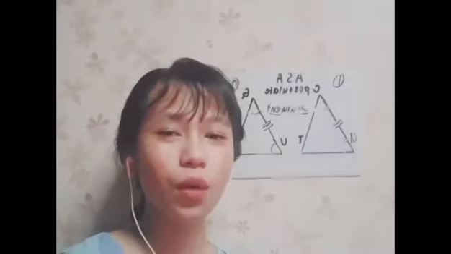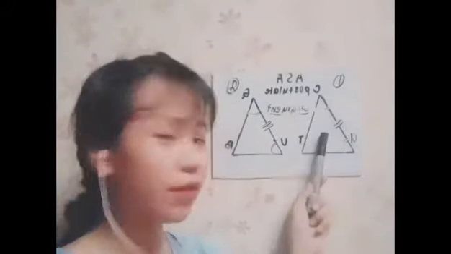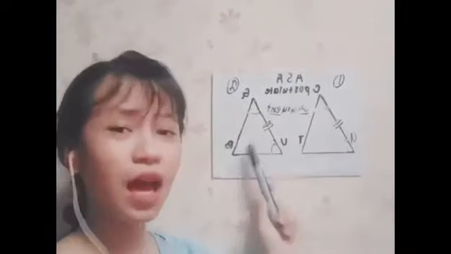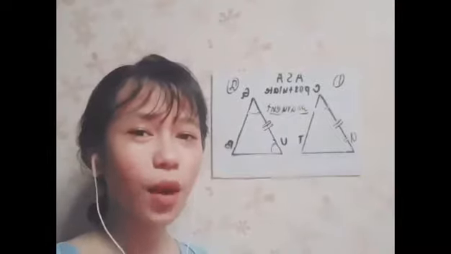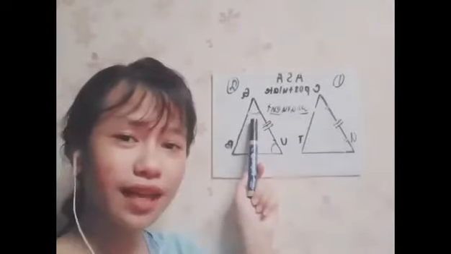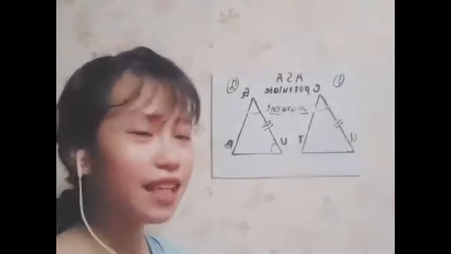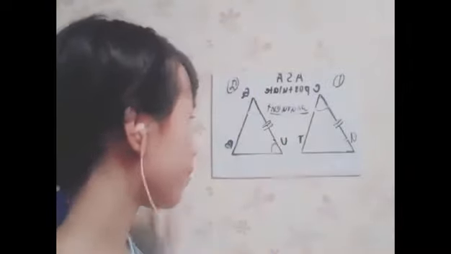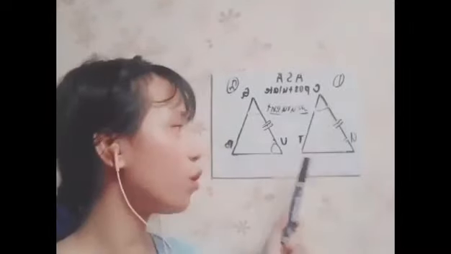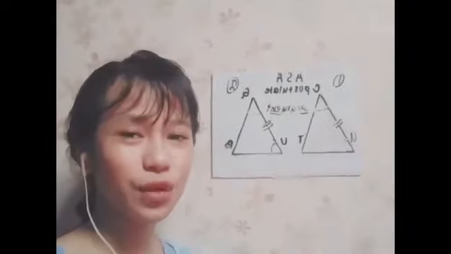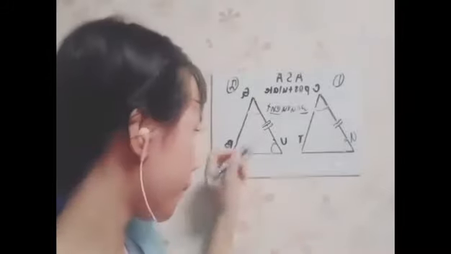In this example, we have two triangles, triangle CAT and triangle GUB. Notice that angle C on triangle CAT is congruent to angle G on triangle GUB. This is angle C and this is angle G. And angle A on triangle CAT is also congruent to angle U on triangle GUB. This is angle A and this is angle U.